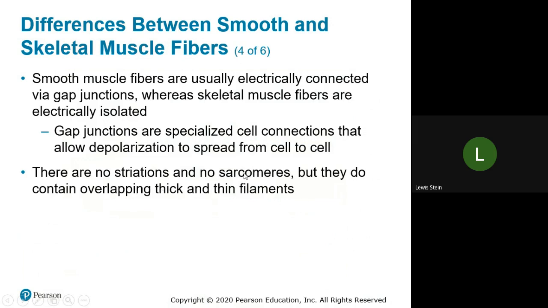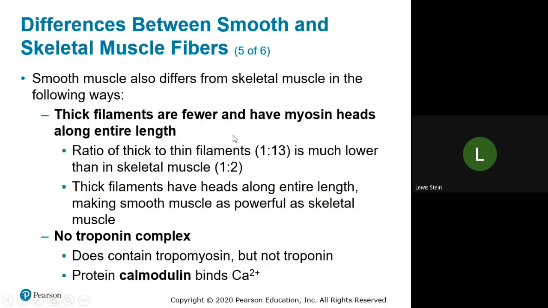There are no striations, no sarcomeres. Striations there's overlap, but the fibers are not visible. They do contain overlapping thick and thin filaments. The ratio is roughly 12 to 13 or so to 1 of thin to thick. So thick filaments are fewer, and have myosin heads along their entire length. Again, 1 to 13 versus roughly 1 to 2.